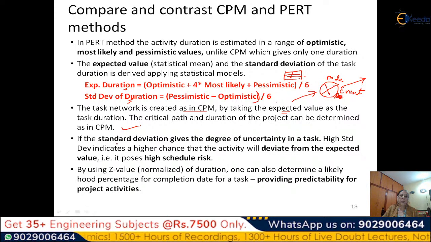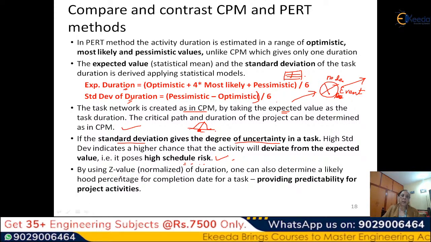Now you can use the standard deviation. This will give the degree of uncertainty of a task because it's a variation. It's a variation around the mean, the standard deviation. So what will it give? It will give the uncertainty. So if the variation is high, that means it is a very risky task. So you can determine which task in the schedule is very high risk from the deviations. So that is one of the advantages in the PERT.